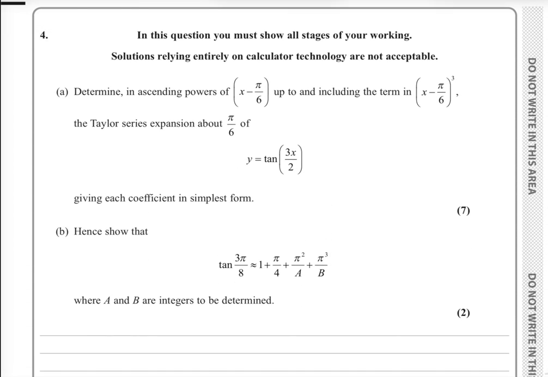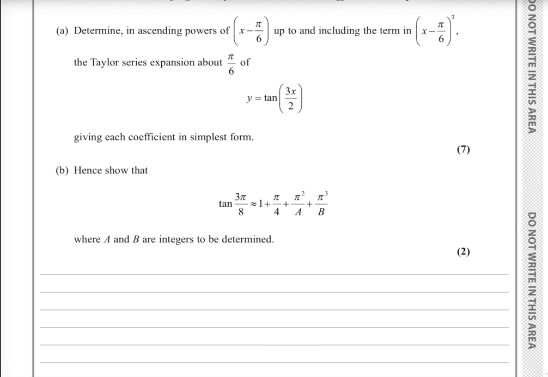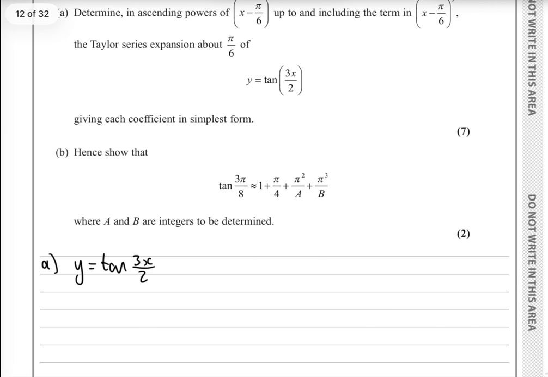Part A, determine in ascending powers of x minus pi by 6 up to and including the third power the series expansion about this. Oh, I don't like that 3 over 2 in the brackets there. That is going to be awkward as we differentiate this. Okay, up to and including the third power. So I need the third derivative. Differentiating tan gives me secant squared, but the 3 over 2 becomes a multiplier.